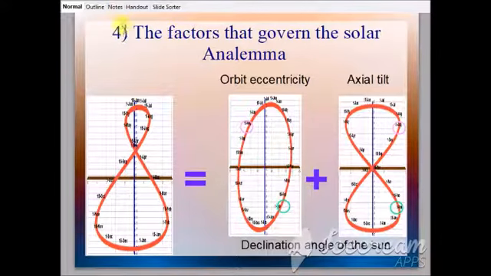As I showed before, the solar analemma has a vertical axis and a horizontal axis. The vertical axis is controlled by the declination angle of the sun, or it shows the declination angle of the sun. And the horizontal axis is affected by two factors, in fact: orbit eccentricity and axial tilt. So this chart here shows the analemma without axial tilt, and here the analemma without orbit eccentricity. When you add this one to this one, you get the one on the left.